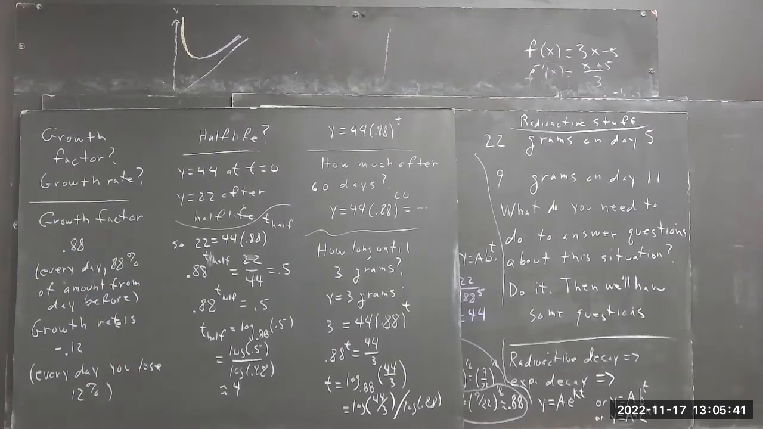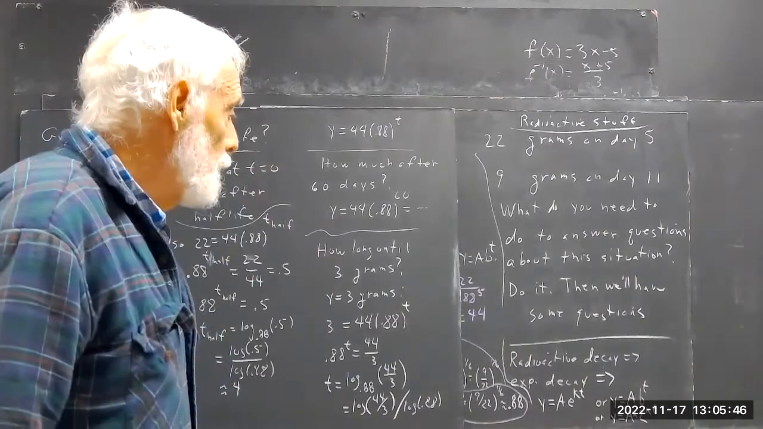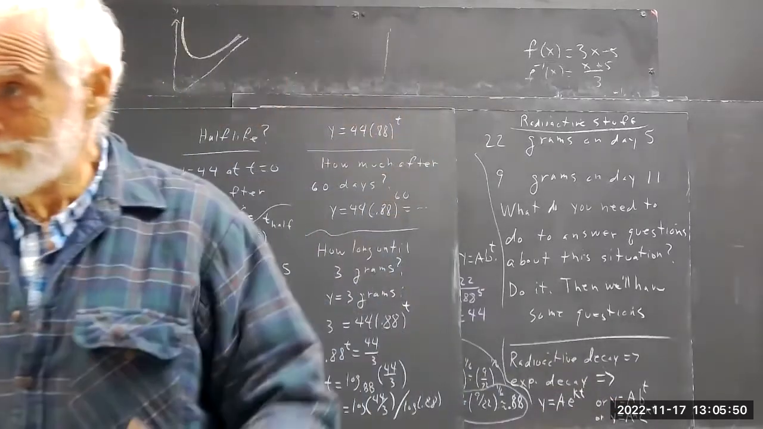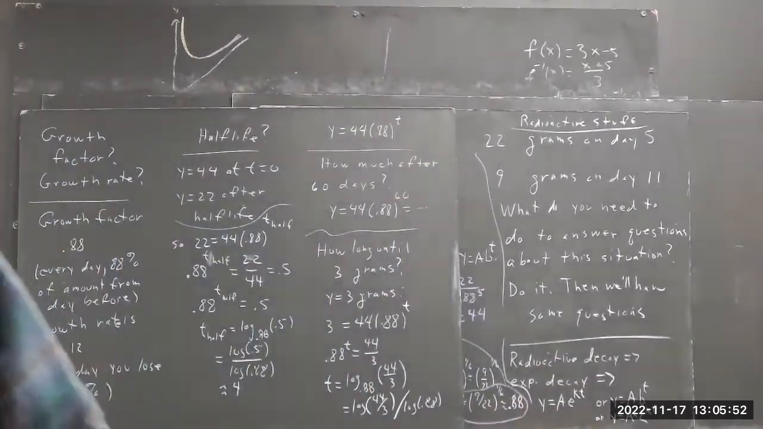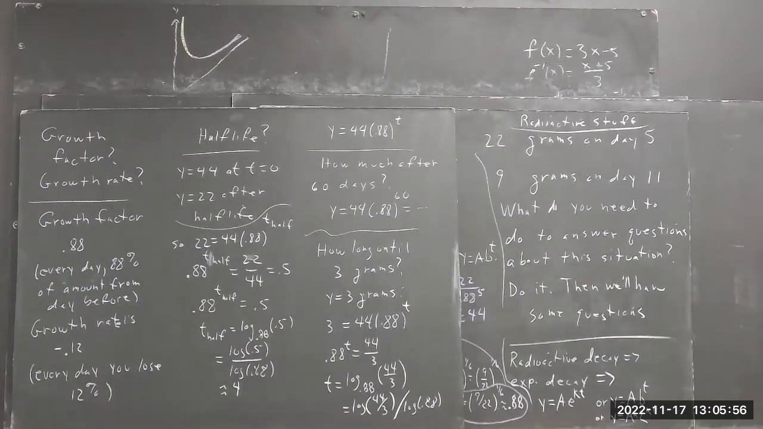Now we're going to go ahead and do it. We're going to do it with the a e to the kt model and see that we get the same thing. And we'll see what that k is, what the meaning of that is.